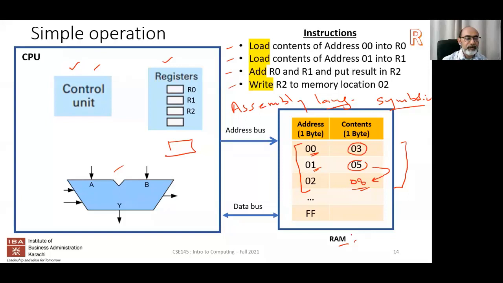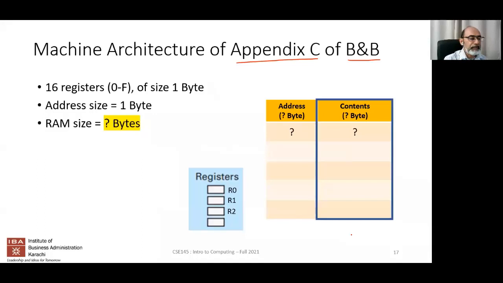So the four components, the first component that I'm specifying over here is the registers. And we're going to say that there are 16 registers. Okay, we could have said 32 registers, but the example in Appendix C is that of 16 registers. The size of each register is 1 byte. All right, and there are a total of 16, which means that they go from R0 all the way up to R15, and in hex it will go up to RF, if you remember your hex notation.